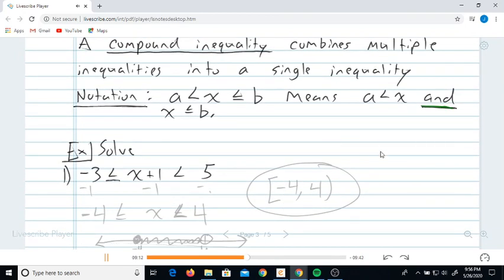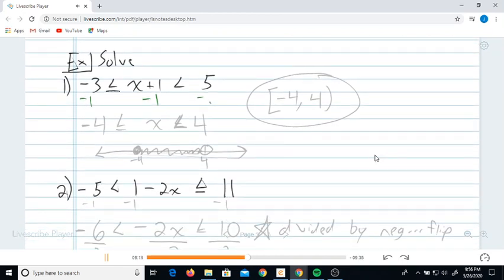So the strategies remain the same here. You just want to get x by itself. The only thing that's different is we now have 3 expressions to work with. So what you do to one expression, you do to all expressions. So in this first example, we just subtract 1 from everything, and we get our solution set.